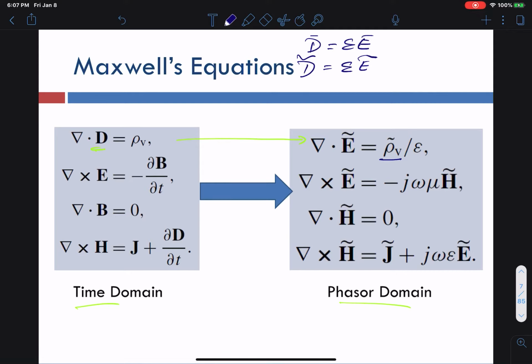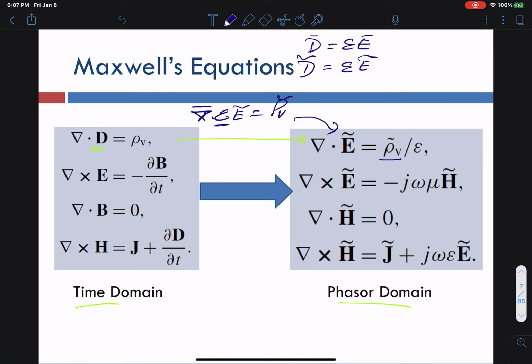So that means this equation will be here: divergence of epsilon E phasor equal to rho V phasor, right? Then you can modify that. You can take this epsilon to the other side, and it will become that, right? That's the easy one, right?